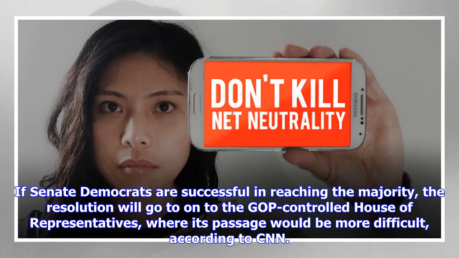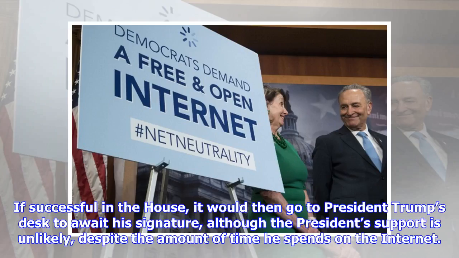If Senate Democrats are successful in reaching the majority, the resolution will go on to the GOP-controlled House of Representatives, where its passage would be more difficult, according to CNN. If successful in the House, it would then go to President Trump's desk to await his signature, although the president's support is unlikely, despite the amount of time he spends on the Internet.